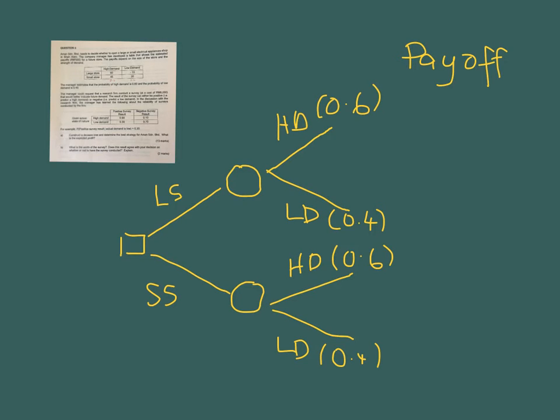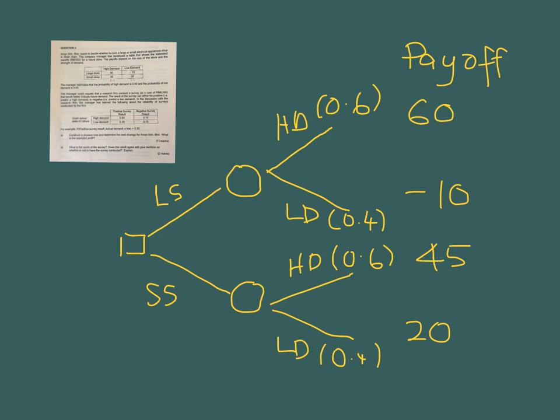Okay, your payoff. Now, if Aman builds a large store and state of nature is high demand, then he could get 60,000. So put in 60 here. If Aman builds a large store and the state of nature is low demand, then he could lose 10,000. On the other hand, if Aman builds small store and high demand, so he could get 45,000. On the other hand, if low demand, then he could also get 20,000.